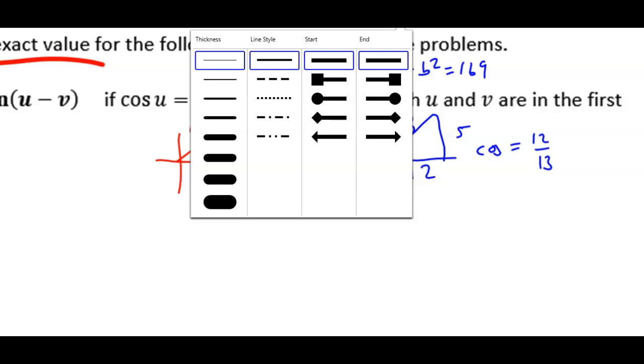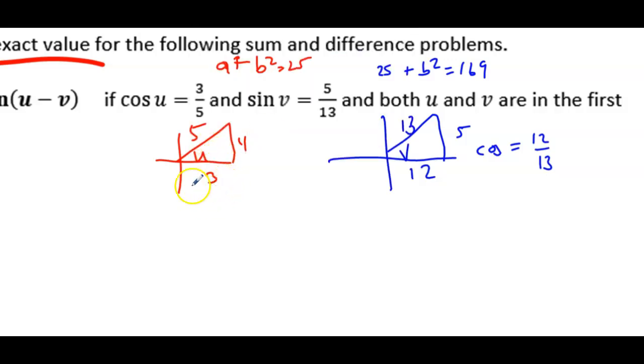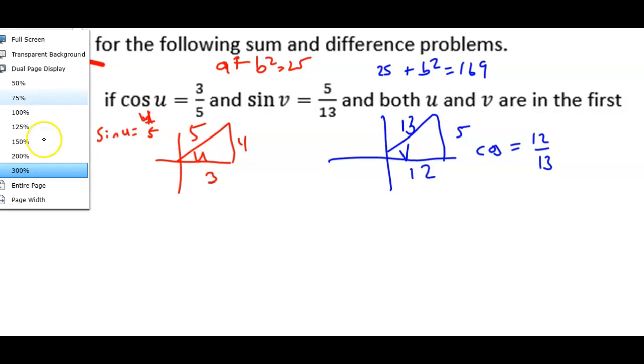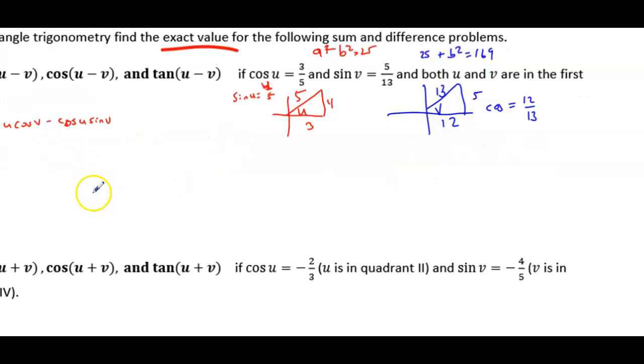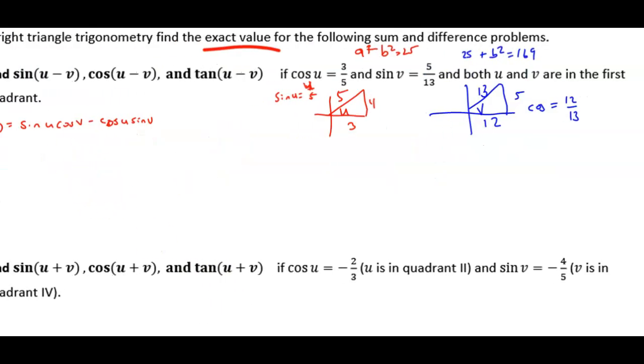And over here, sine of u equals 4 over 5. All right, we need that information. So back to this problem.